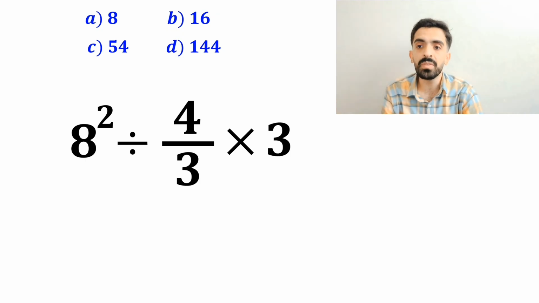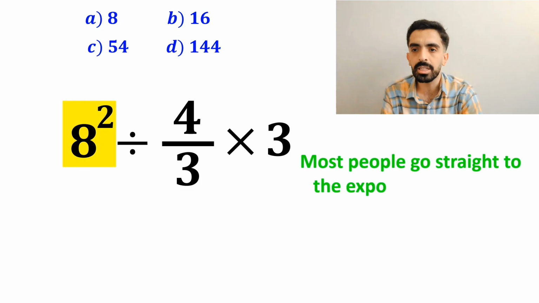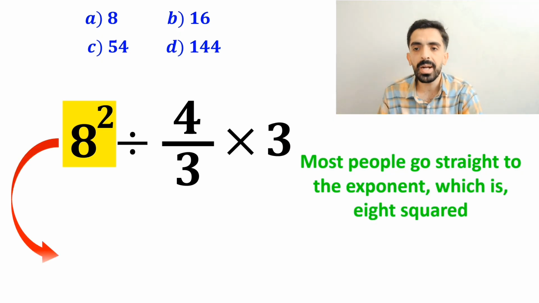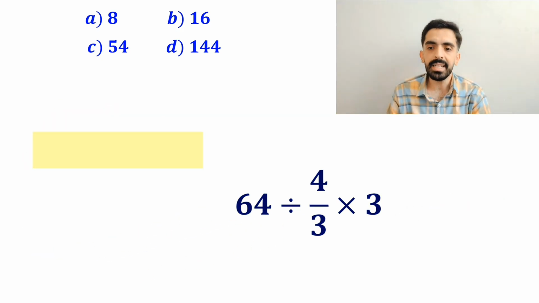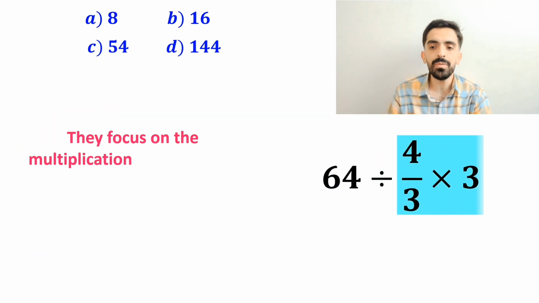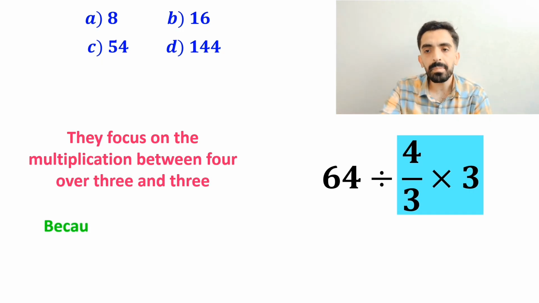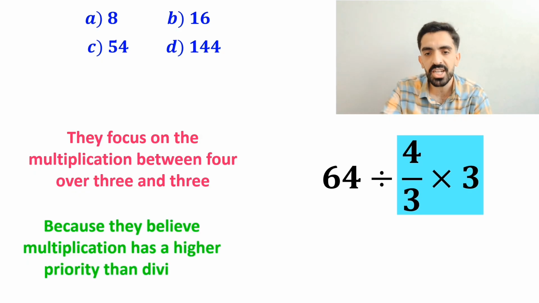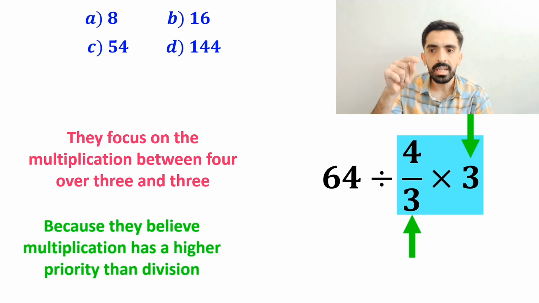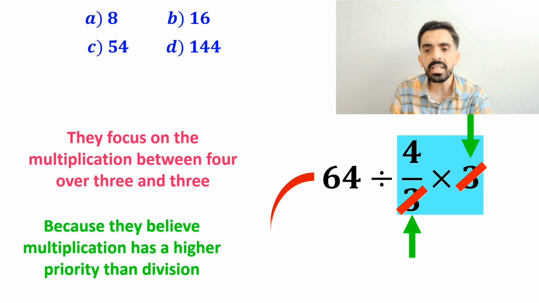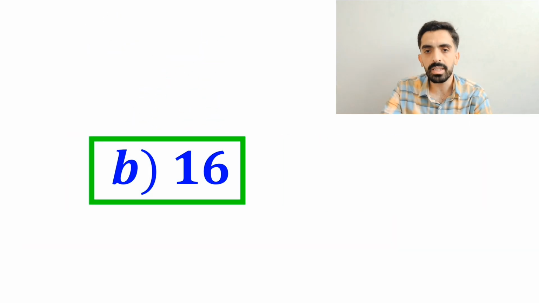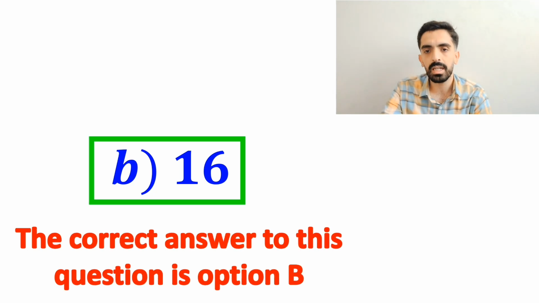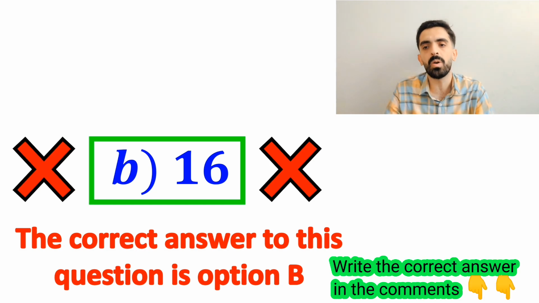In the first step to solve this question, most people go straight to the exponent, which is 8 squared, and write this expression as 64 divided by 4 over 3 multiplied by 3. In the next step, they focus on the multiplication between 4 over 3 and 3, because they believe multiplication has a higher priority than division. As you can see in the image, they simply cancel out the 3's, and this expression simplifies to 64 divided by 4, which finally gives them the answer 16. And immediately, they conclude that the correct answer to this question is option B. But this answer is absolutely wrong.